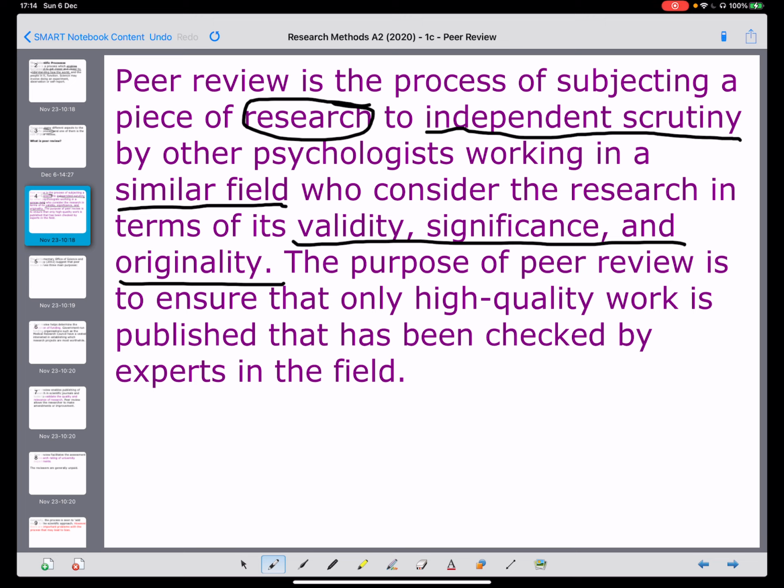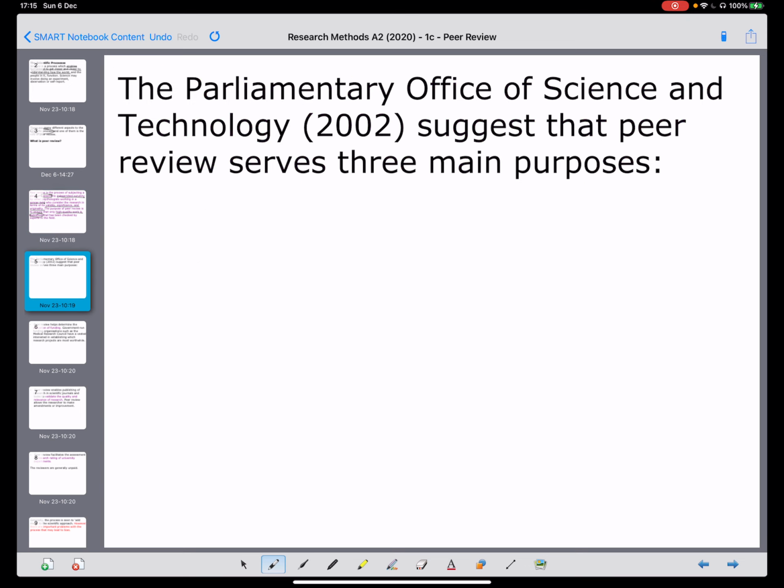So it then says the purpose of peer review is to ensure that only high quality work is published. And so we see that becomes an important aspect of peer review, that it's trying to do all these checks before the work is published. And if an article is peer reviewed, then that means that it's going to potentially be checked for validity, significance, and originality. So therefore it makes it quite important to us.